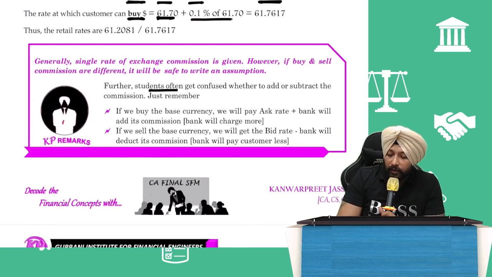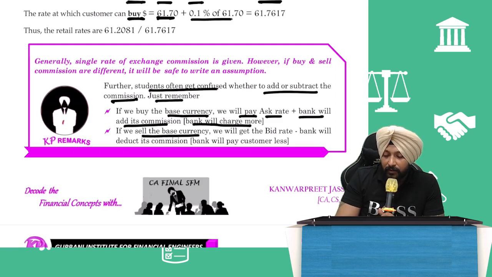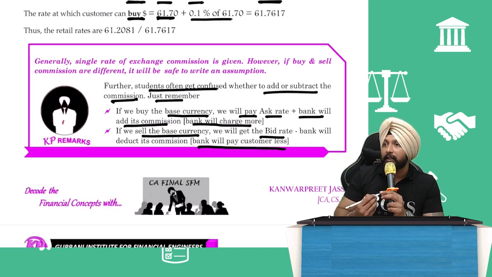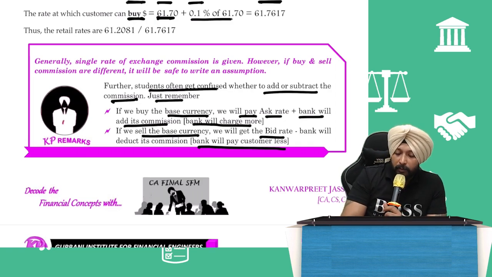Students often get confused whether to add or subtract commission. Just remember, if we buy the base currency, we will pay the ask rate plus the bank will add its commission. The bank will charge you more. If we sell the base currency, we will get the bid rate minus the bank will deduct its commission. That is, the bank will pay the customer less. And this part also we are reading.